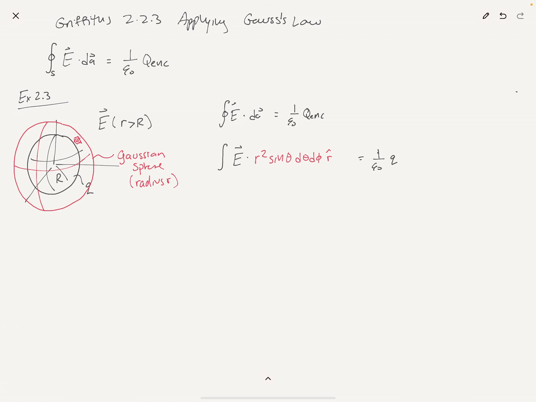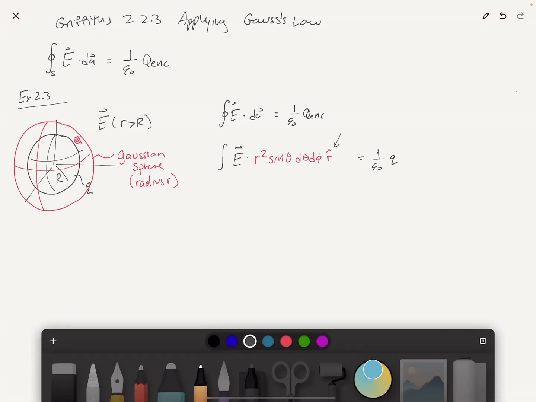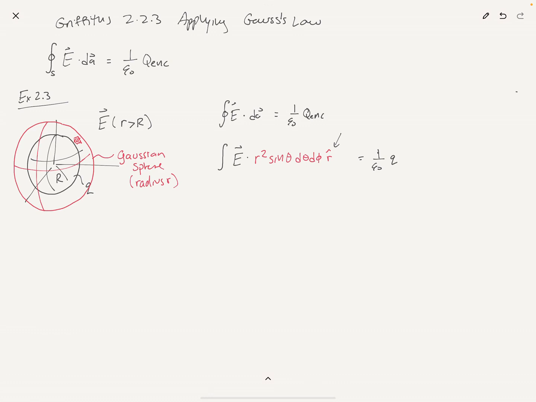Now, what direction does the electric field point relative to my Gaussian sphere, relative to the r hat direction? Well, I chose a sphere to make that dot product really easy. The electric field points in the r hat direction, so that dot product becomes 1. And I'm left with the magnitude of that electric field times r squared sine theta d theta d phi. I wrote this term in red up here to signify that it comes from the geometry of the Gaussian sphere.